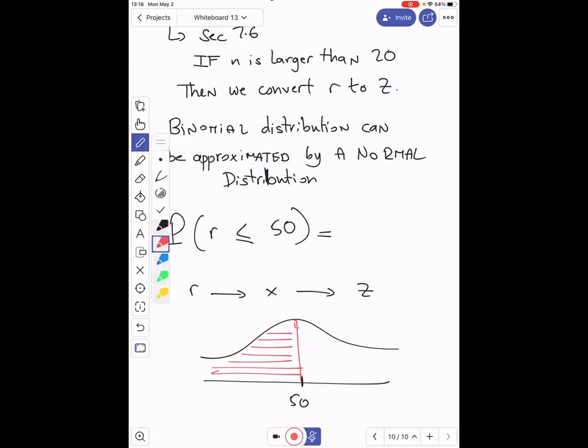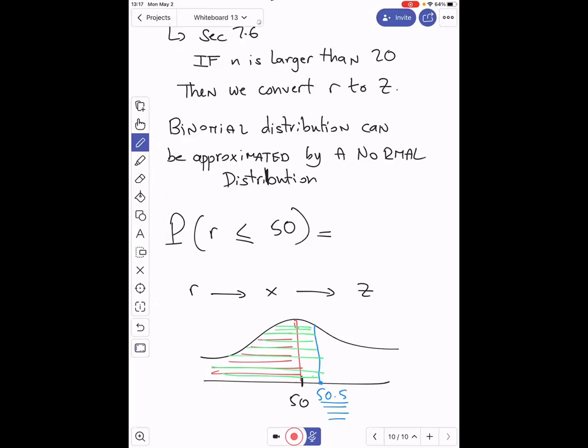So if you want to include the 50, the problem is if you just do the area to the left of 50, you won't include the 50. Okay. So you need to go a little bit to the right of 50 by 0.5. Here, 50.5. And take the area to the left of 50.5. And that would include the 50.